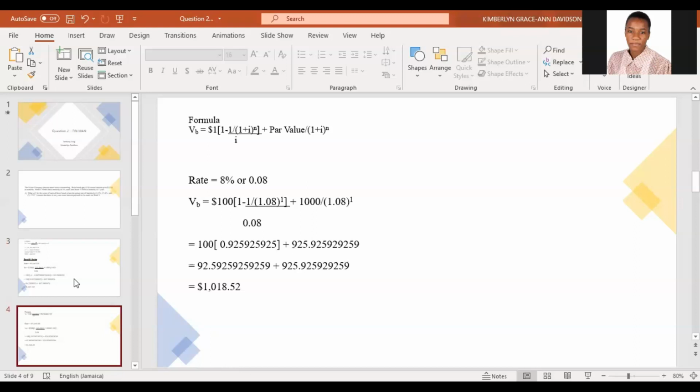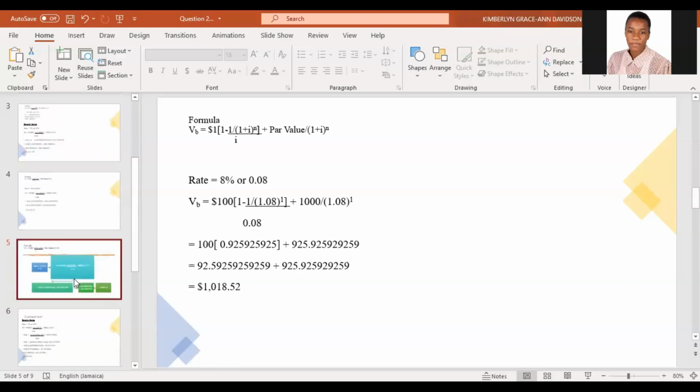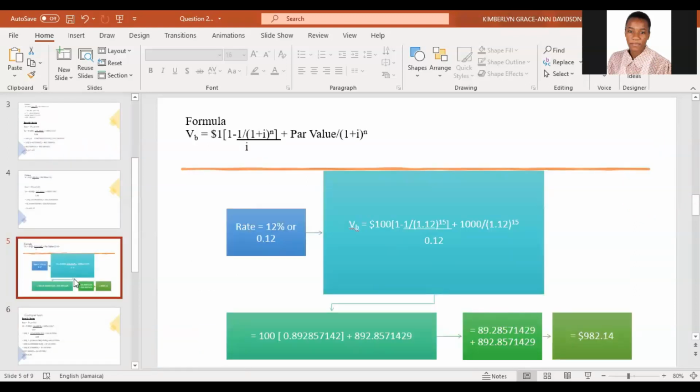For the S series at an interest rate of 8%, it will be equal to $1,018.02, where the same formula is presented and only the i value changes, to 0.08. For the 12%, it will be equal to $982.14, where the i also changed to 0.12.